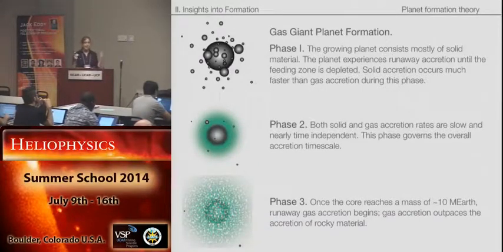In the first phase, you have mostly solid growth, okay? And the planet is experiencing some runaway accretion, which I'll talk about a little bit more in the next slides, until its feeding zone is depleted. And then it sort of just sits there, very quietly, very slowly, trying to accrete gas and dust. But this phase 2 is a very long phase, and that's what sets the whole time scale for planet formation. And you'll see that this was a problem, a conundrum, for a while. And then in phase 3, once the core reaches a mass of about 10 Earth masses, its gravitational reach is extended out, and runaway gas accretion begins.